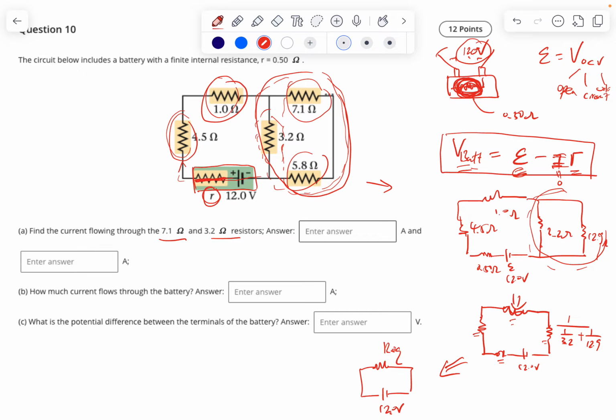Okay, 12.0 volts, right? And what is this? This equals 0.5, 4.5, 1.0, and this, add all together. Just simply add them together. Okay, you get the equivalent resistance, right? And then once you get here, you can calculate what's the current. Current equals EMF divided by equivalent resistance. All right, so that's the main current, right?